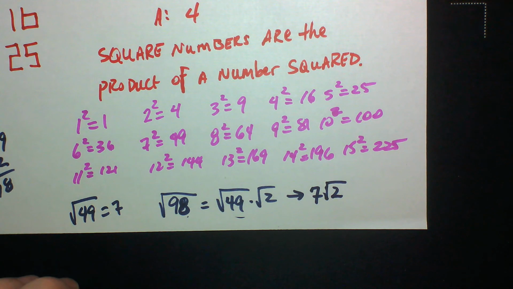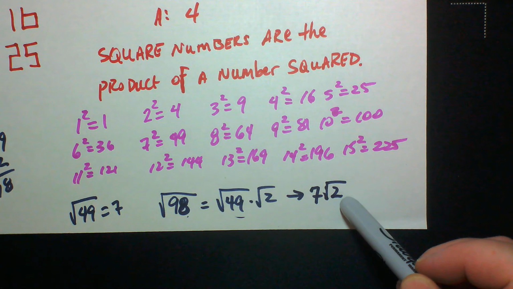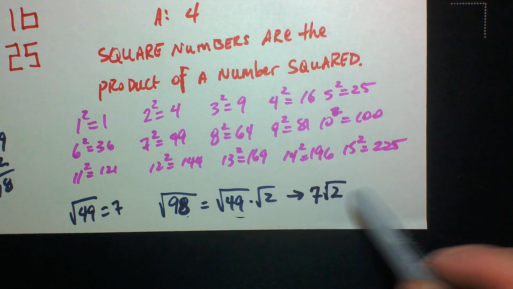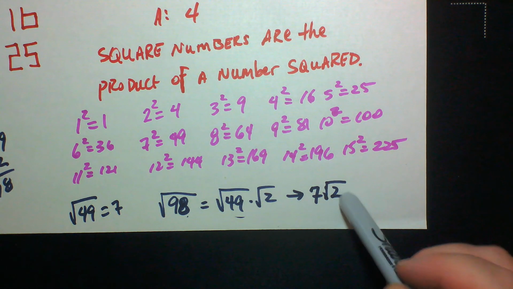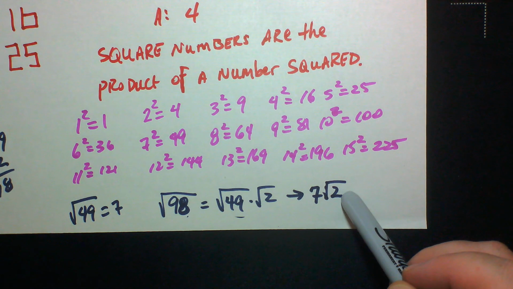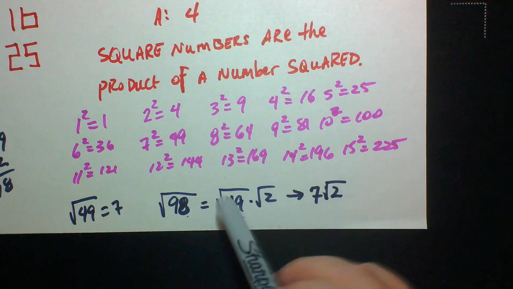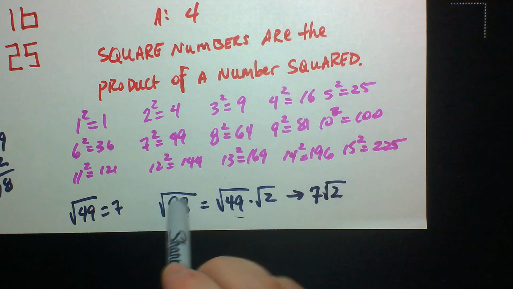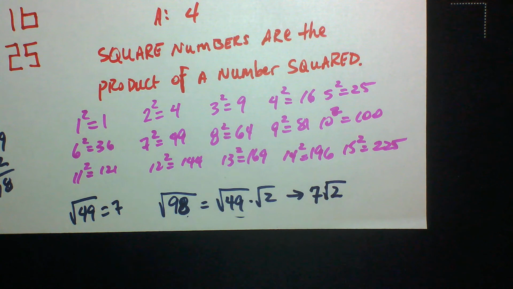Matthew, you can handle that? Yeah, square root of 2. So this says what times itself is 2. It's actually like 1.41 and on forever. So we can't actually write that number, so we write this instead. This means what times itself is 2. So the square root of 98 is 7 times the square root of 2.